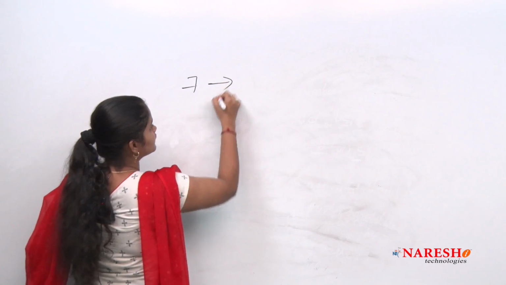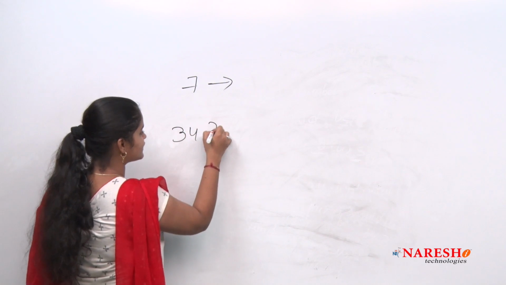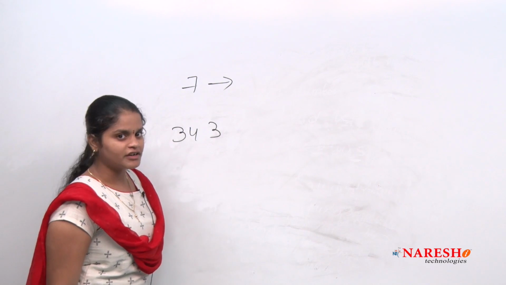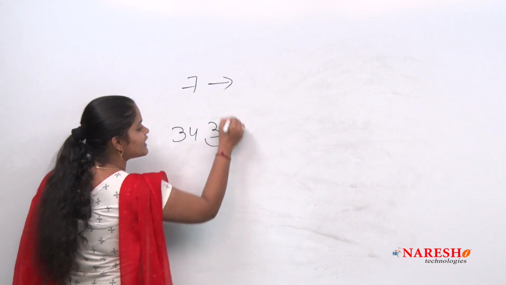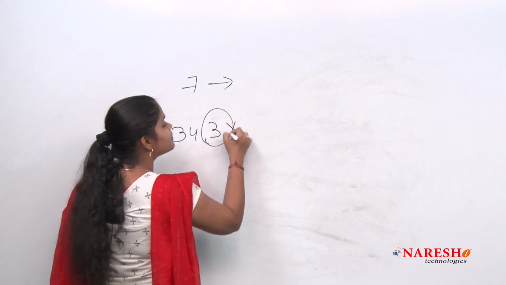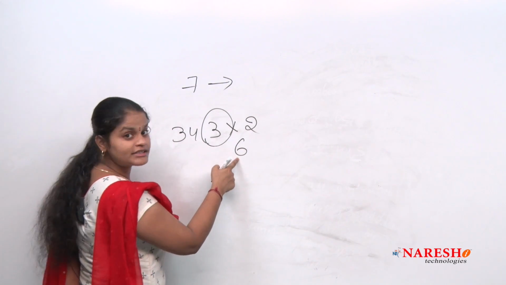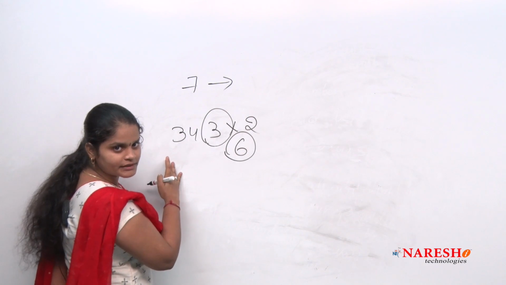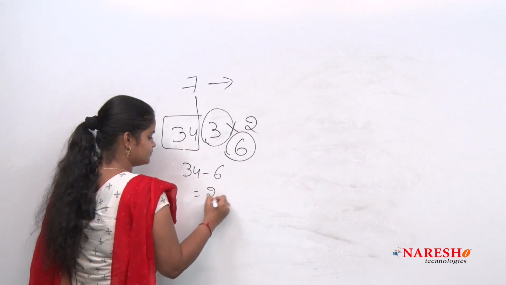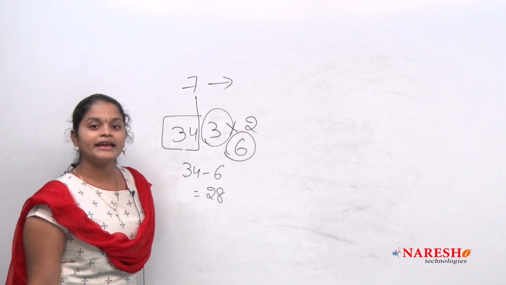Let's see for 7. What is the divisibility rule for 7? For example, if there is a number like 343, and I want to check whether this number is divisible by 7 or not, I will take the last digit, which is 3. Whatever the last digit may be, multiply it with 2. So 3 into 2, 6. Now I want to subtract this 6 from the remaining number, which is 34. So 34 minus 6 is 28. Is 28 divisible by 7? Yes. So this entire number is divisible by 7.